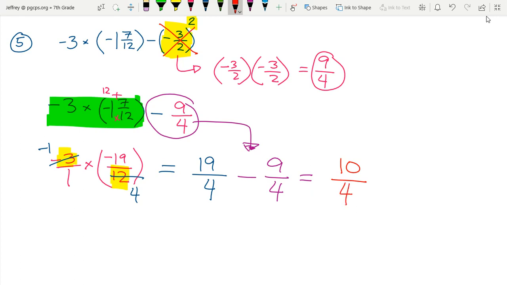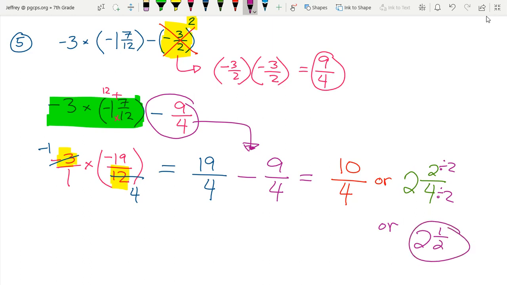So our answer is a positive 10 over 4 changed to a mixed number. How many times can 4 go into 10? That's going to be twice, 2 times. That's going to be 8. What's the remainder? It's 2 over 4. Now, can we still simplify 2/4? Yes, we can still simplify 2/4. We can divide this fraction by 2. So our final answer is 2 and 1/2.